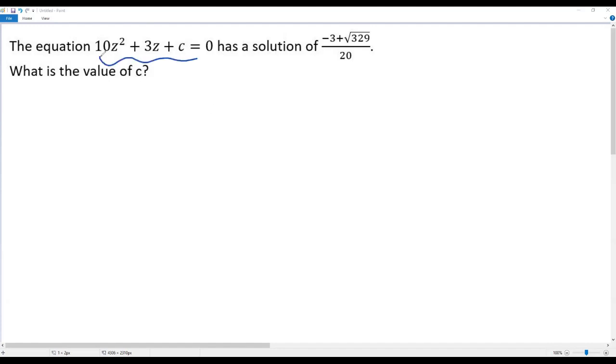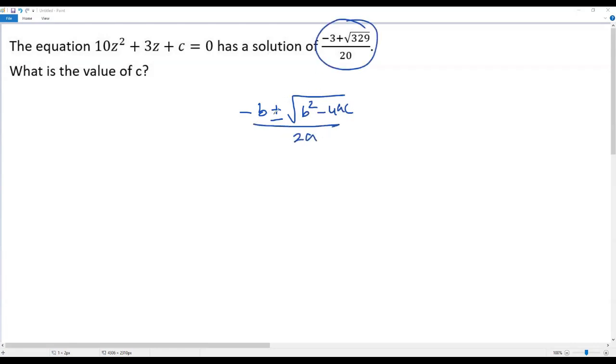Okay, here we have a quadratic equation, and one of the solutions of this quadratic equation is given over here. That is (-3 + √329)/20. So when I look at the given solution, I think it is in the form of the quadratic formula, that is (-b ± √(b² - 4ac))/2a. To make sure that this solution is exactly in the form of the quadratic formula, we have to check whether the components of the quadratic formula match with the parts of the solution we have.